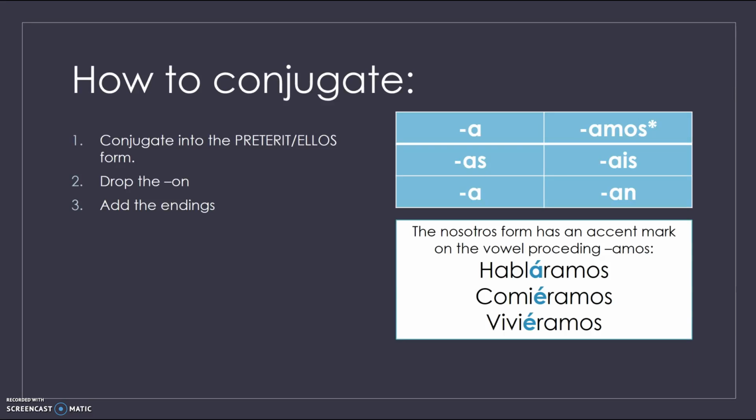Now you'll notice that there's an asterisk mark by amos, and that's because the nosotros form does have an accent mark, but it's not on the ending itself. It's actually on the vowel that precedes the amos, the vowel that comes before the amos, which for an AR verb will be the A, habláramos, and for an ER-IR verb it will be the letter E, comiéramos, viviéramos.